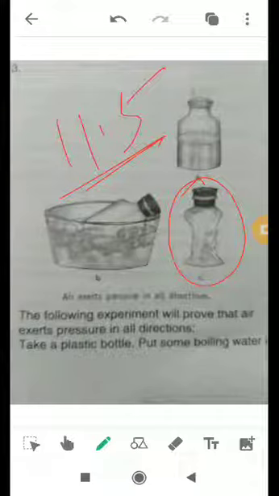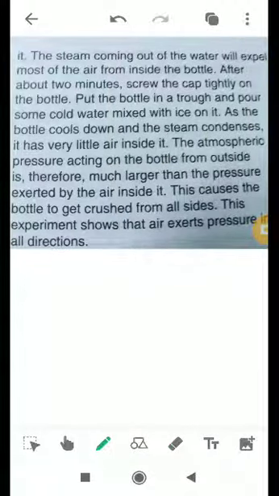There is less air inside, less pressure inside, and the bottle gets crushed. You can see the bottle gets the atmospheric pressure and it is crushed like this. Okay, so here it goes.